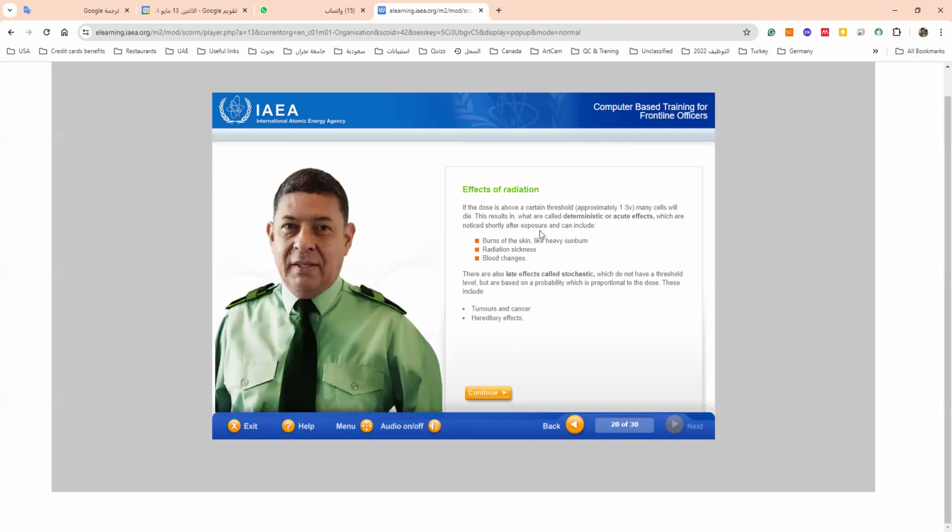Effect of radiation: if the dose is above a certain threshold, approximately one sievert, many cells will die. This results in what are called deterministic or acute effects, which are noted shortly after exposure and can include brain damage, burns of the skin, radiation sickness, and blood changes. There are also late effects called stochastic, which do not have a threshold level but are based on probability, which is proportional to the dose. These include tumors, cancer, and hereditary effects.